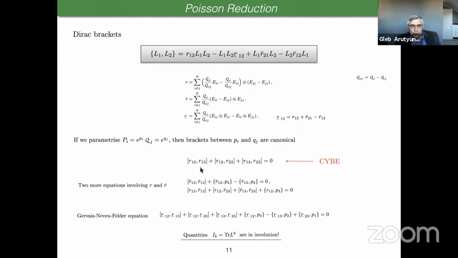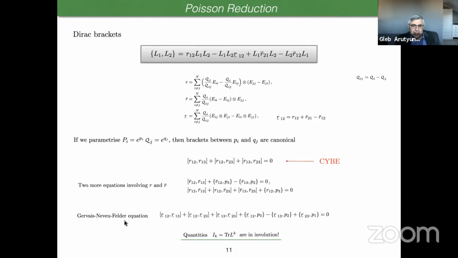On top, there are two more equations which guarantee compatibility of this structure. Equations involving R and R bar, and they are truly dynamical because they also involve Poisson brackets of R matrices with momentum variables. Well, finally, let me mention that the matrix R with bar underneath appears to satisfy the so-called dynamical Gervais-Neveu-Felder equation.